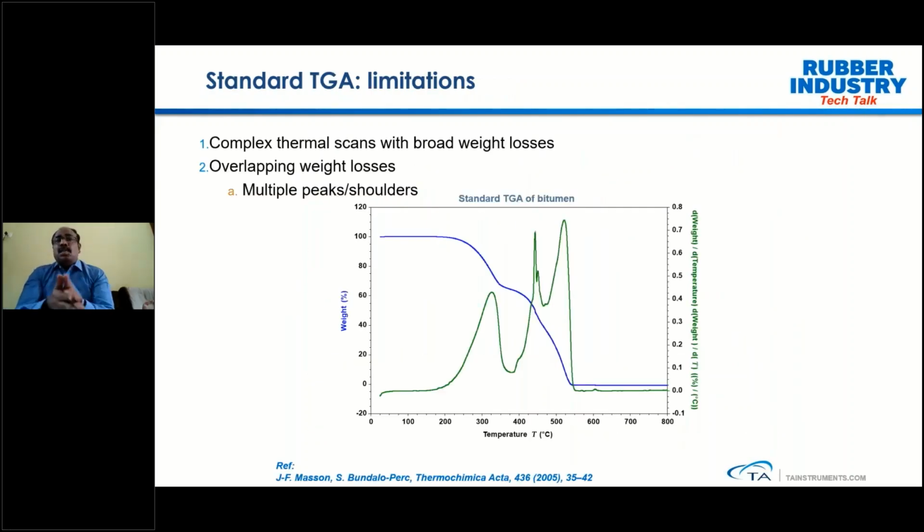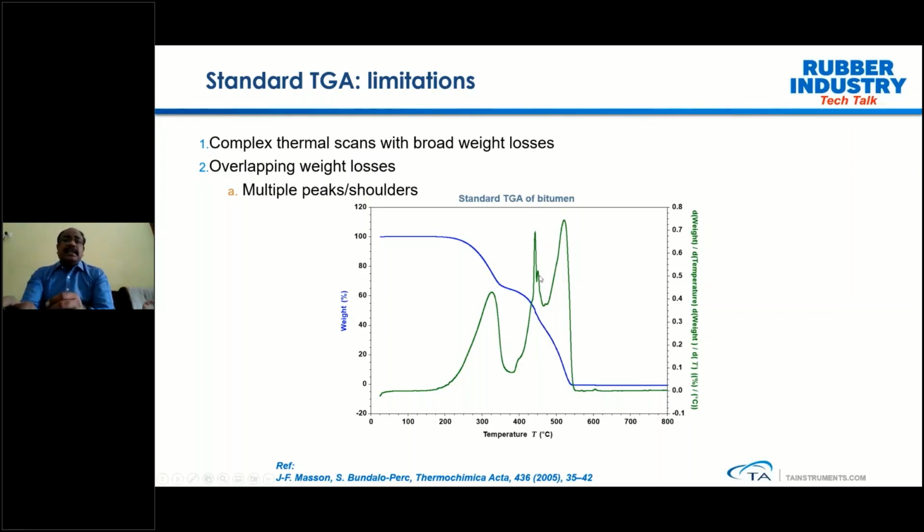Now, let's talk about the limitations of standard TGA, and then we can talk about the advanced mode that can be a solution for dealing with this kind of complicated situation. Many times, if you look at standard TGA, you may see a complex thermal scan with broad weight losses, like what you see here. And many times you see overlapping weight losses with multiple peaks and shoulders.